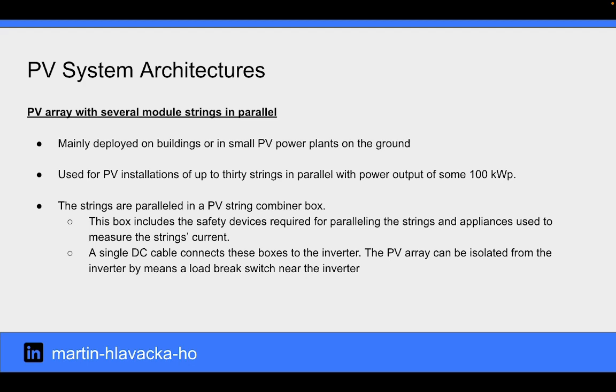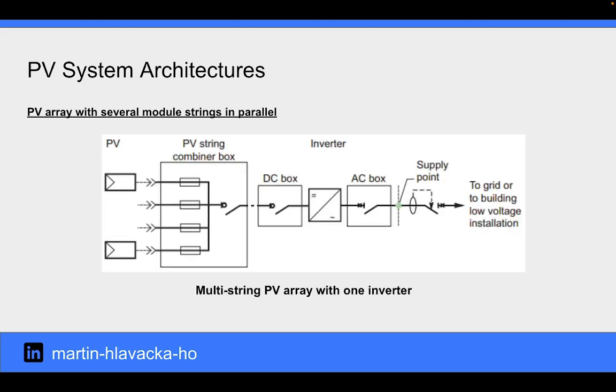The strings are paralleled in a PV string combiner box. This box includes the safety devices required for paralleling the strings and appliances used to measure the string's current. A single DC cable connects these boxes to the inverter. The PV array can be isolated from the inverter by means of a load break switch near the inverter. On this slide, we can see a diagram with a multi-string PV array with one inverter.